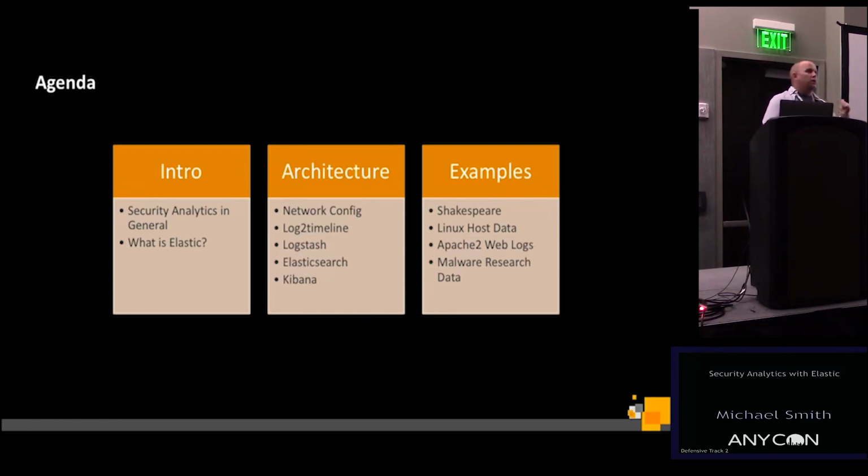The first example is going to deal with Shakespeare. If you're familiar with Kibana, you might know that their very first tutorial is, hey, grab this Shakespeare JSON and then do a couple things with it. So we're going to use that. And then break into some security-specific examples, Linux host data, some web logs, and then some malware research data that I have access to, and just show some kinds of things that you can do with it with Elastic.